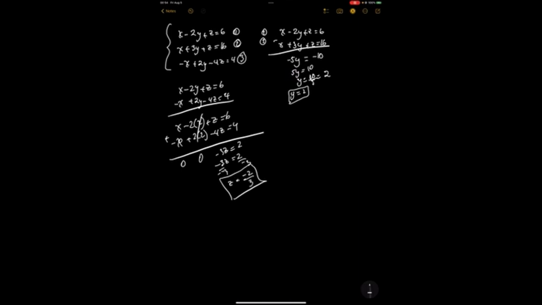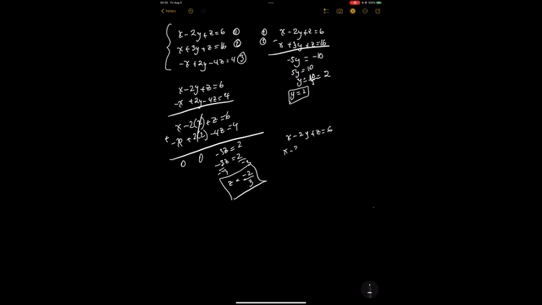So now I have z and I have y. What do I need now? I need to find x. What would x be? I'm going to just pick any of the three equations. I'm going to pick number 1, okay? And I'm going to say x minus 2y plus z is equal to 6.